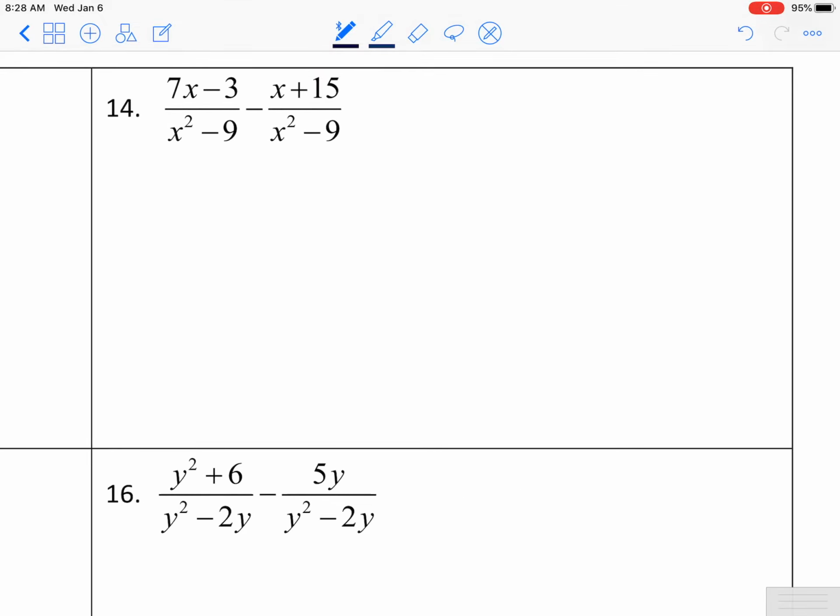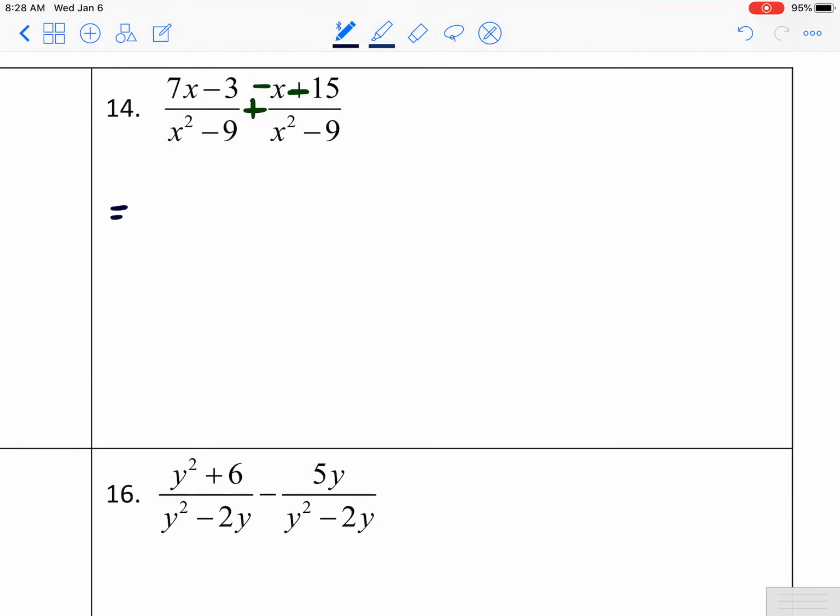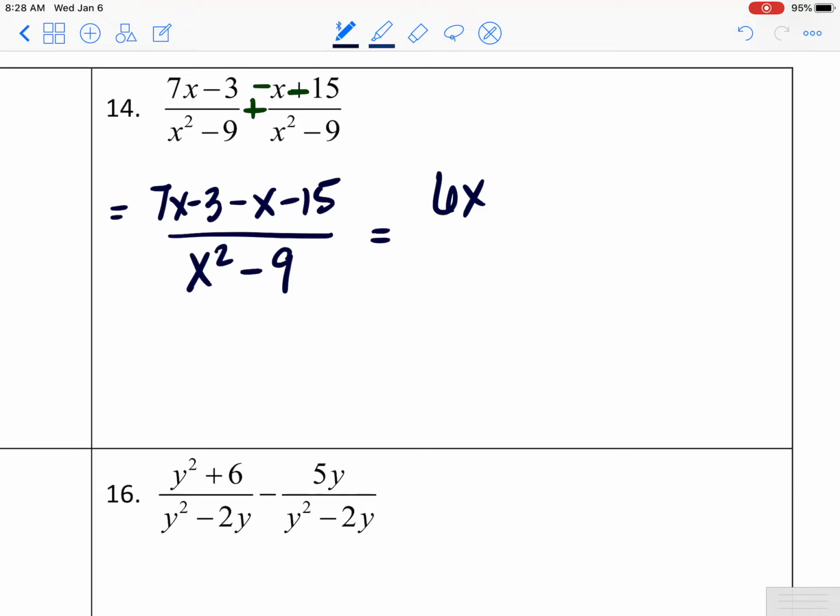All right, so we got another subtraction problem. So I know I have to go through and change my signs. So I have x squared minus 9 at the bottom. Now the top. 7x minus 3 minus x minus 15. So 7x minus 1x would get me 6x. And a negative 3 minus 15 just makes you take the sign in front. So that's how I would get a negative 18 over x squared minus 9.